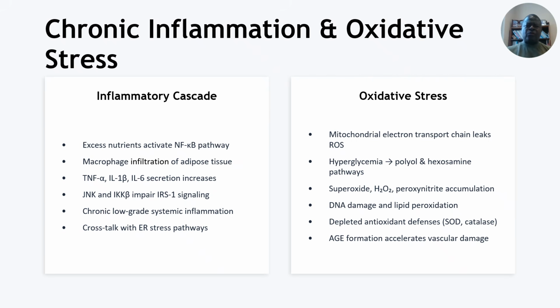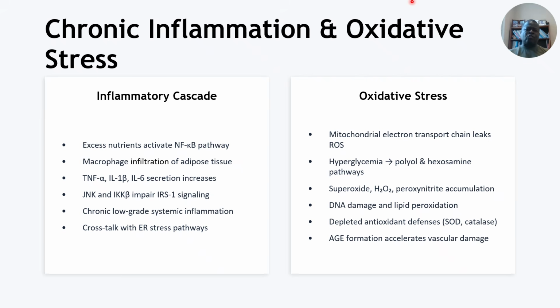So I want us to appreciate the roles of chronic inflammation and oxidative stress in chronic diseases. Chronic inflammation and oxidative stress are closely interconnected biological processes and major underlying factors in metabolic disorders and almost all chronic diseases. Chronic inflammation is the pathological condition characterized by combined active inflammatory response and tissue destruction, whereby excess nutrients activate the NF-kappa B pathway, leading to macrophage infiltration of adipose tissue and increased expression of TNF-alpha and other pro-inflammatory cytokines, resulting in low-grade systemic inflammation, crosstalk with the endoplasmic reticulum stress pathway, ultimately leading to tissue damage.